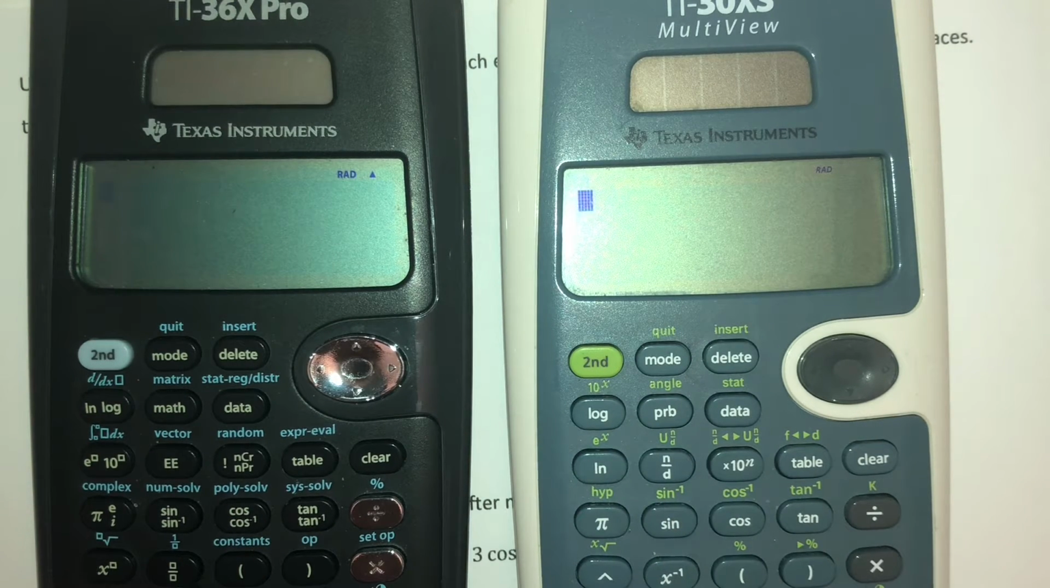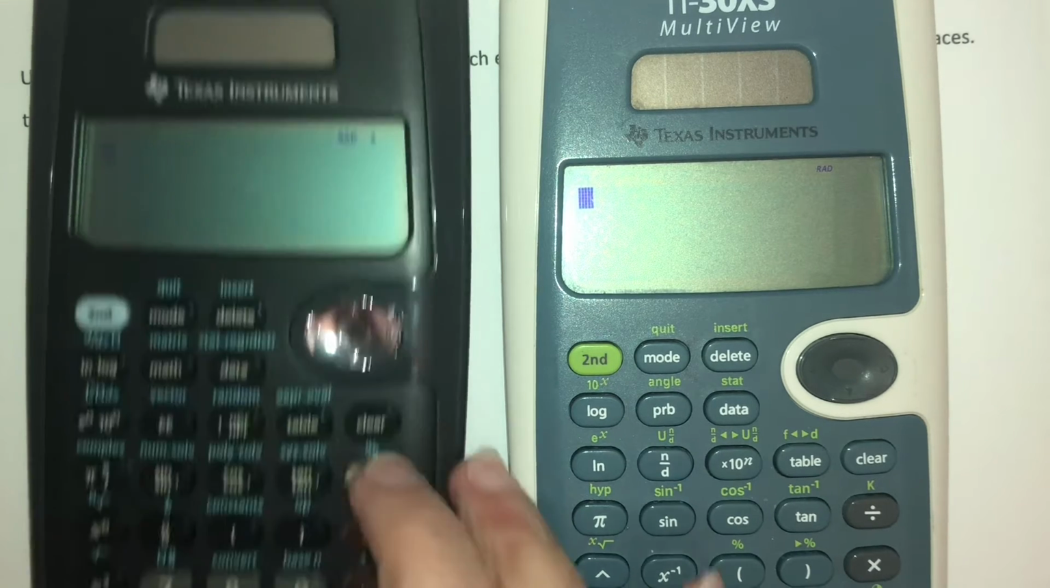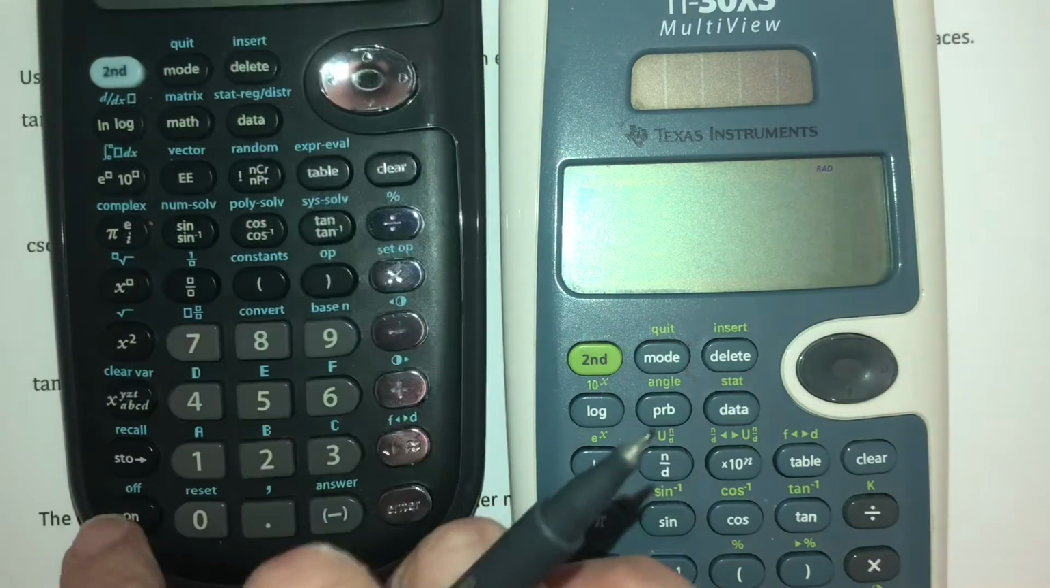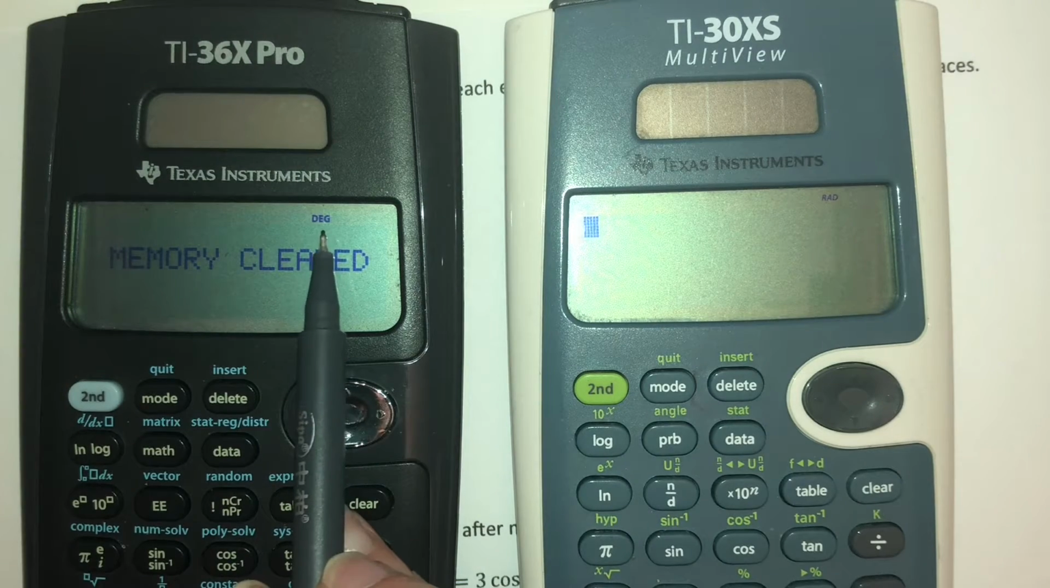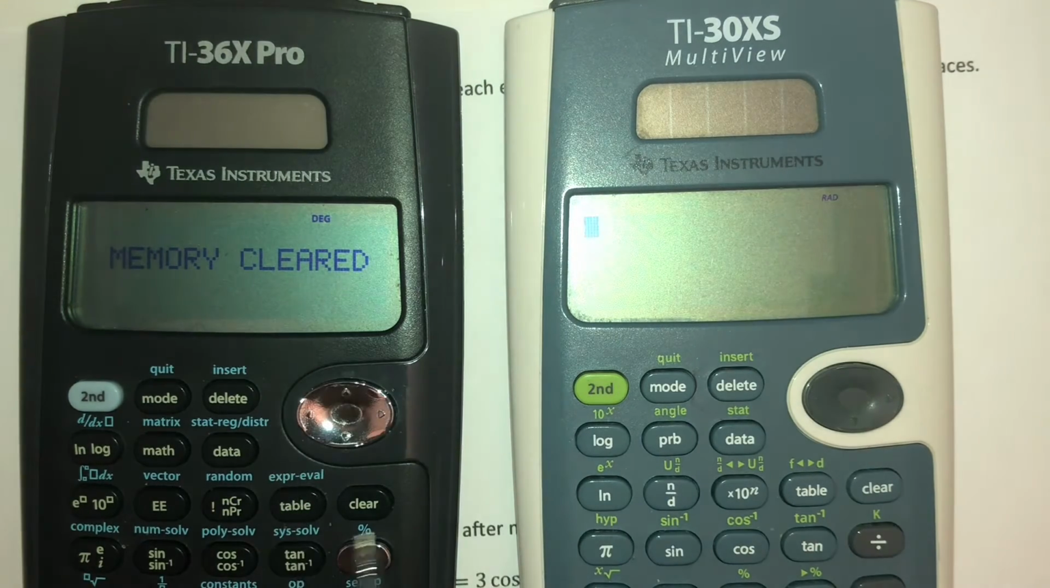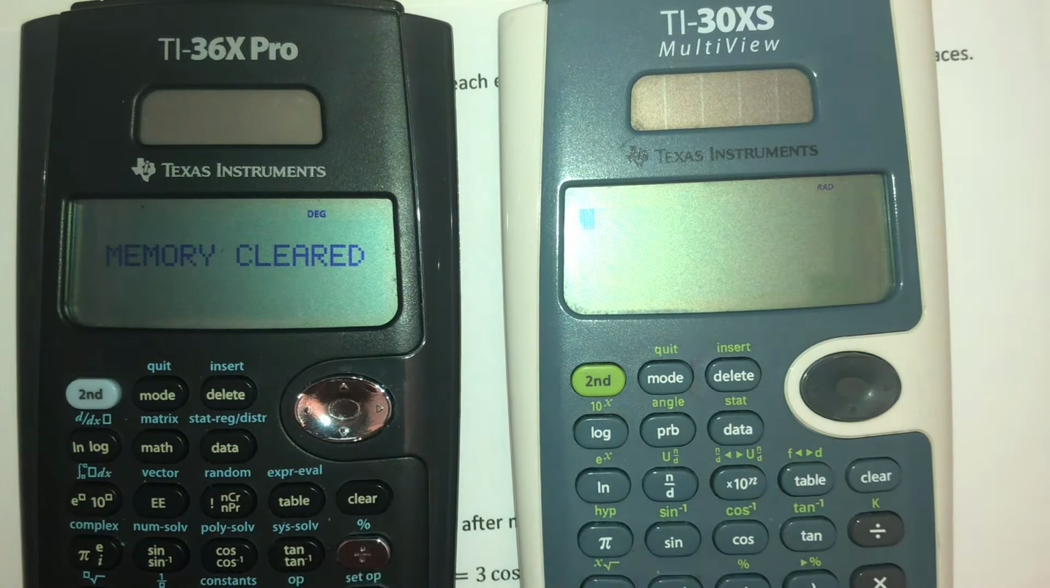Now, if you do a complete memory reset on these by holding down your on button, which is down here, and clear, it clears your memory, and it also switches you back to degrees. So you need to be careful about that. But the way you're going to do your calculations is going to be the same on both of these. You just need to make sure that you are in the correct mode.